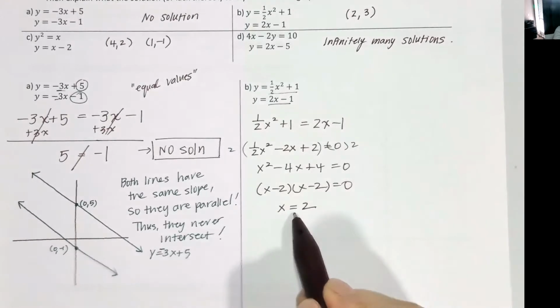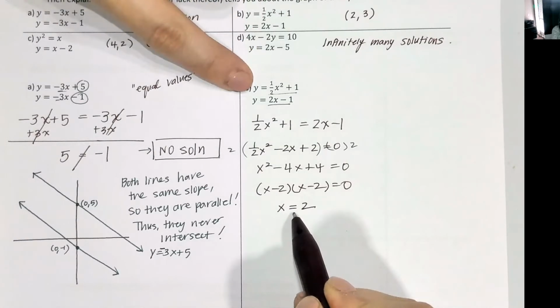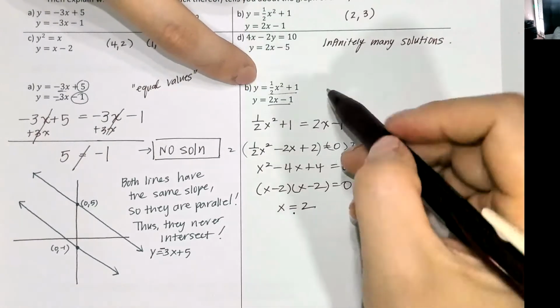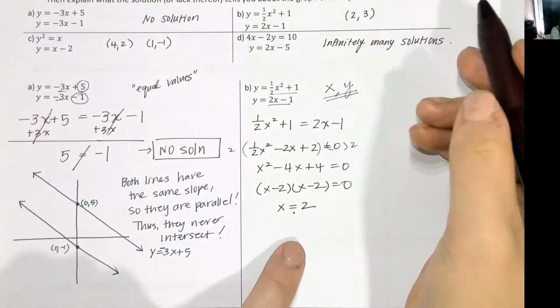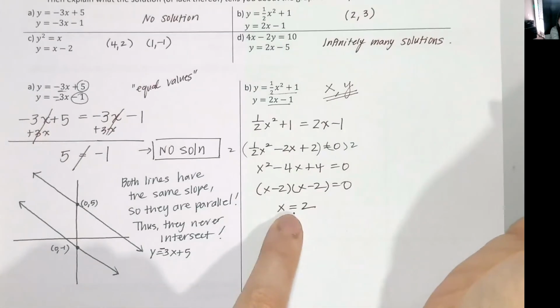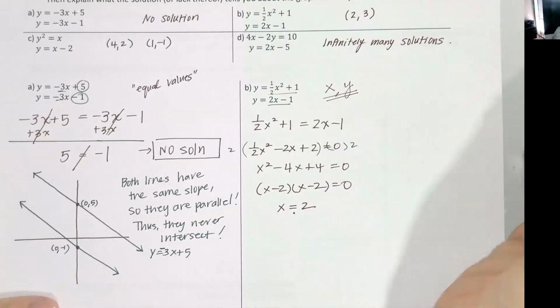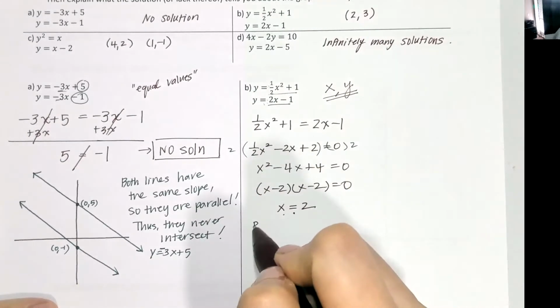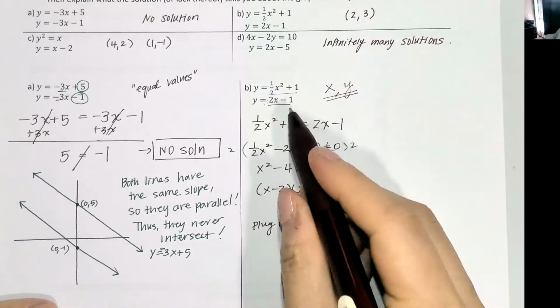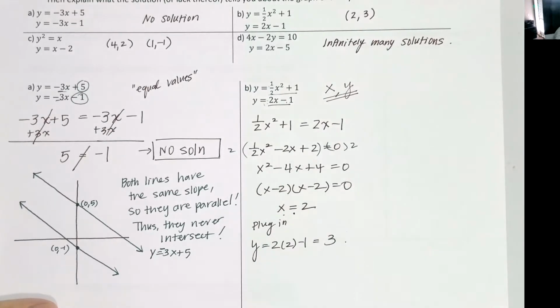However, I'm not done yet. My system has two variables. It has both x and y. Therefore, I need to find the y value for this x as well. Plug 2 into either of the two equations. I'm going to plug into the second equation because it's simpler. So I got x equals 2, y equals 3, which means my solution is the point (2, 3).